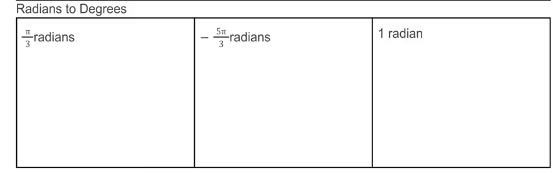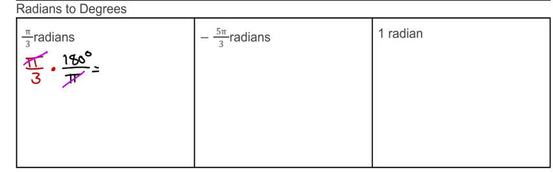Okay, we're going to work on converting radians into degrees this time. You're going to take the radians that they give you, which is pi over 3 radians, and you're going to multiply by 180 over pi, 180 degrees over pi radians, right? Now, when we do this, when we convert, our pi's are going to cancel out, right? And you multiply straight across.